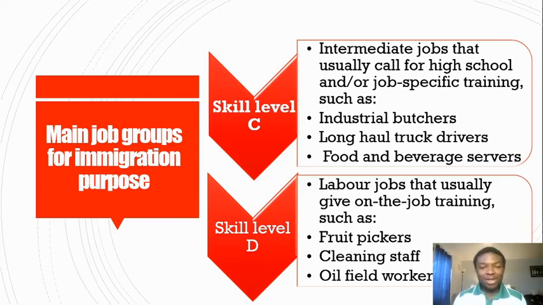All right, so level skill D, you have labor jobs generally. For labor jobs, usually you don't need a degree, most times it is on the job training. So examples will be fruit pickers, cleaning staff, oil field workers, all sorts of labor work that you can think of fall into skill level D.